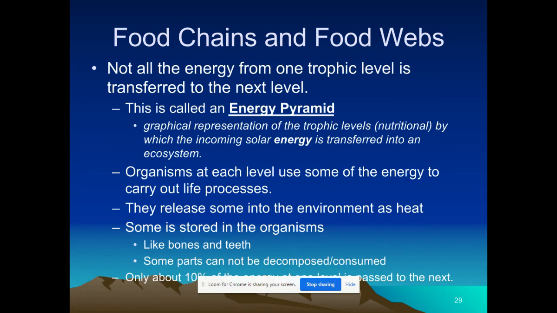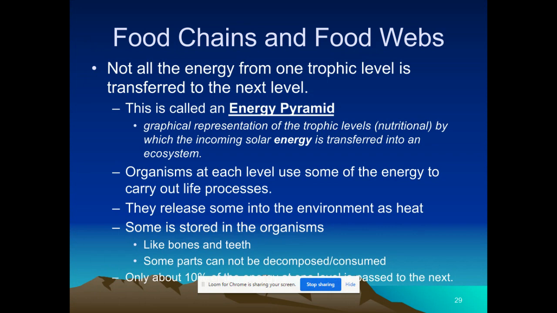That's another example. Okay, not all energy from one trophic level is transferred. Remember we talked about how energy is lost when we talked about the law of conservation of mass, how mass can be lost through the environment as energy. Well, we have this other thing, the energy pyramid. It's a graphical representation, usually a triangle because it's shaped like a pyramid, of the trophic levels by which the incoming solar energy is transferred into an ecosystem. Remember, all energy comes from the sun. That's where the plants get their energy.